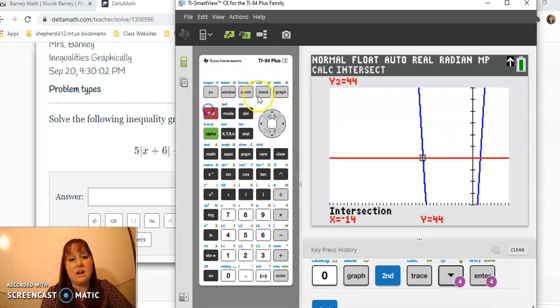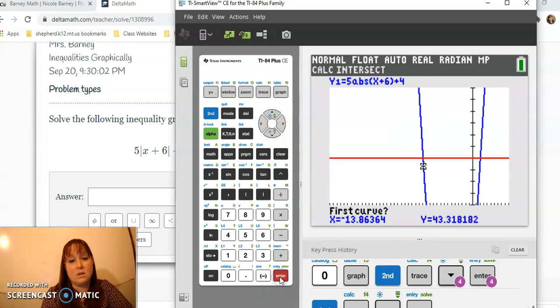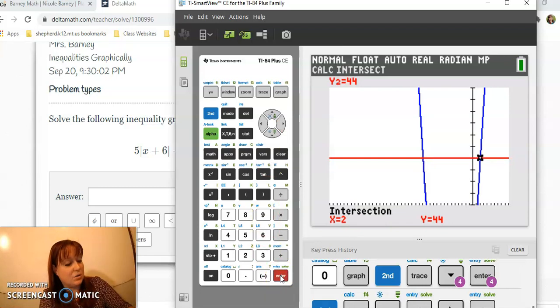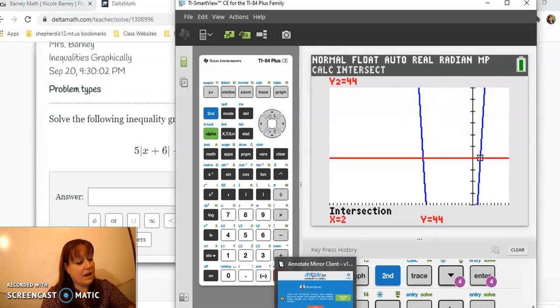And then I'm going to calculate the other intersection. First curve, second curve, and then it asks for a guess. Well, if I put enter again, it's going to give me that negative 14 again. So I'm going to go over to the other intersection. I'm going to push enter, and it told me the intersection is at 2. So I know from 2 to infinity, right, because we're looking at x values, what x makes this true? Anywhere from x equals 2 all the way to x equals infinity, this function is going to be greater than 44.